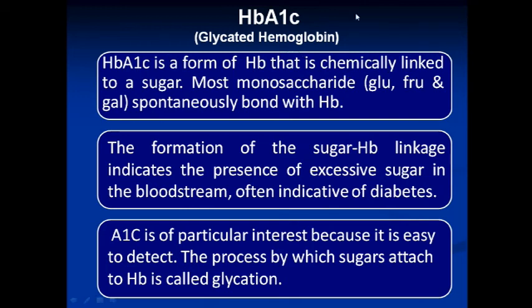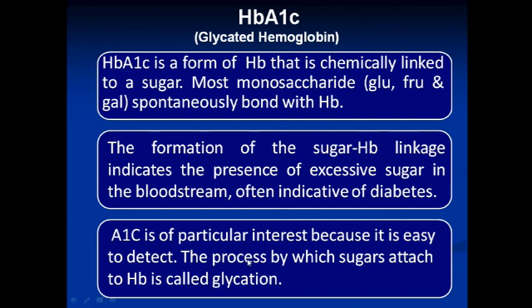Now, glycated hemoglobin, abbreviated HbA1c, is hemoglobin linked to a sugar. Monosaccharides bound with the hemoglobin form the sugar-hemoglobin linkage, which indicates the presence of excessive sugar in the bloodstream, often indicative of diabetes. A1C is of interest because it is easy to detect. The process by which sugar attaches to hemoglobin is called glycation.